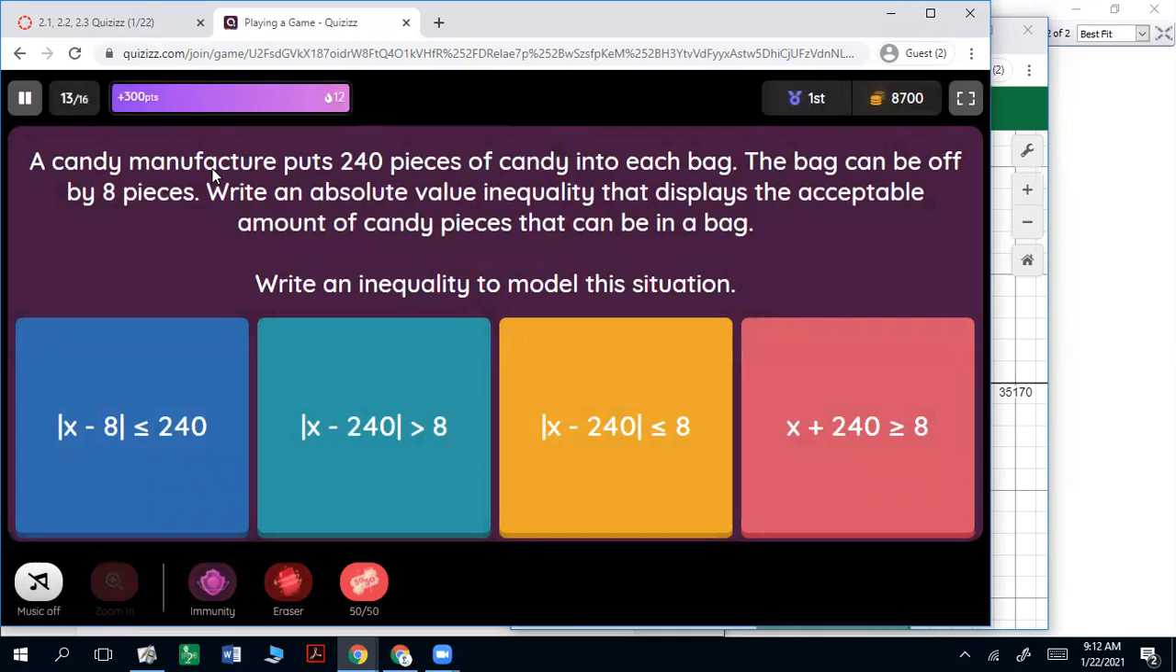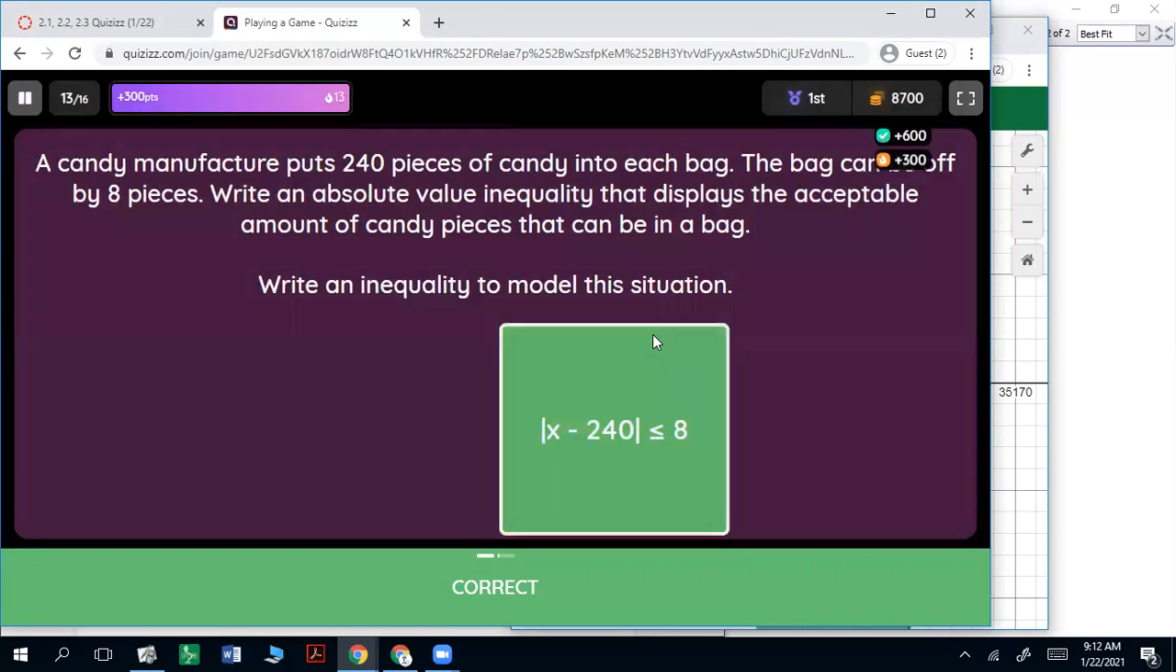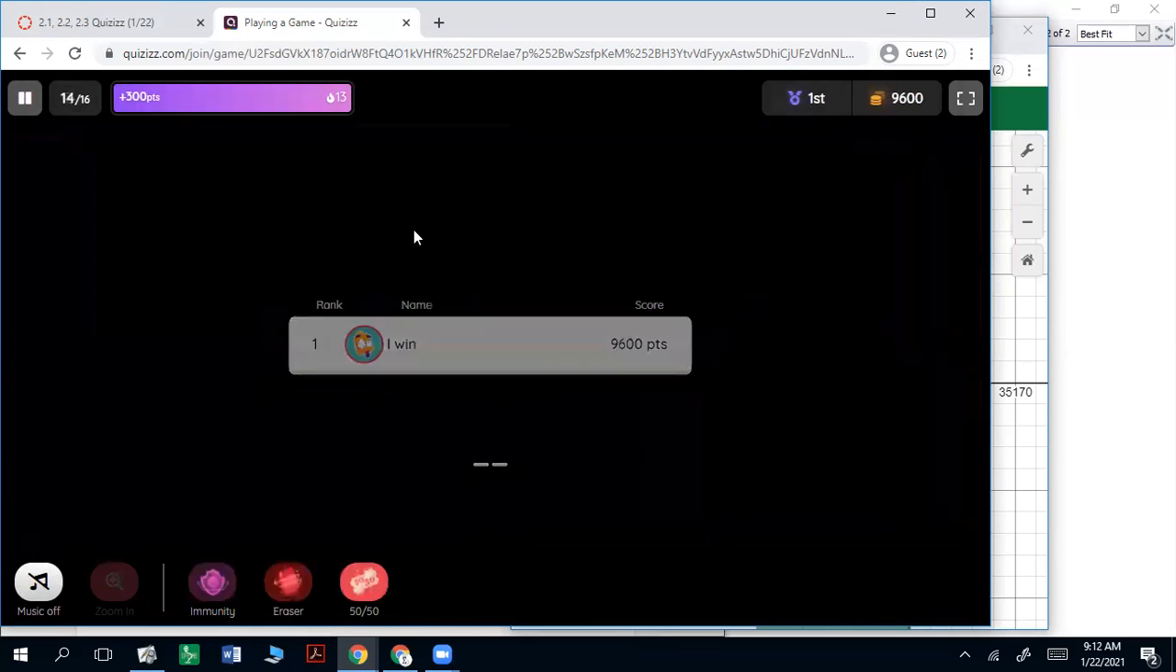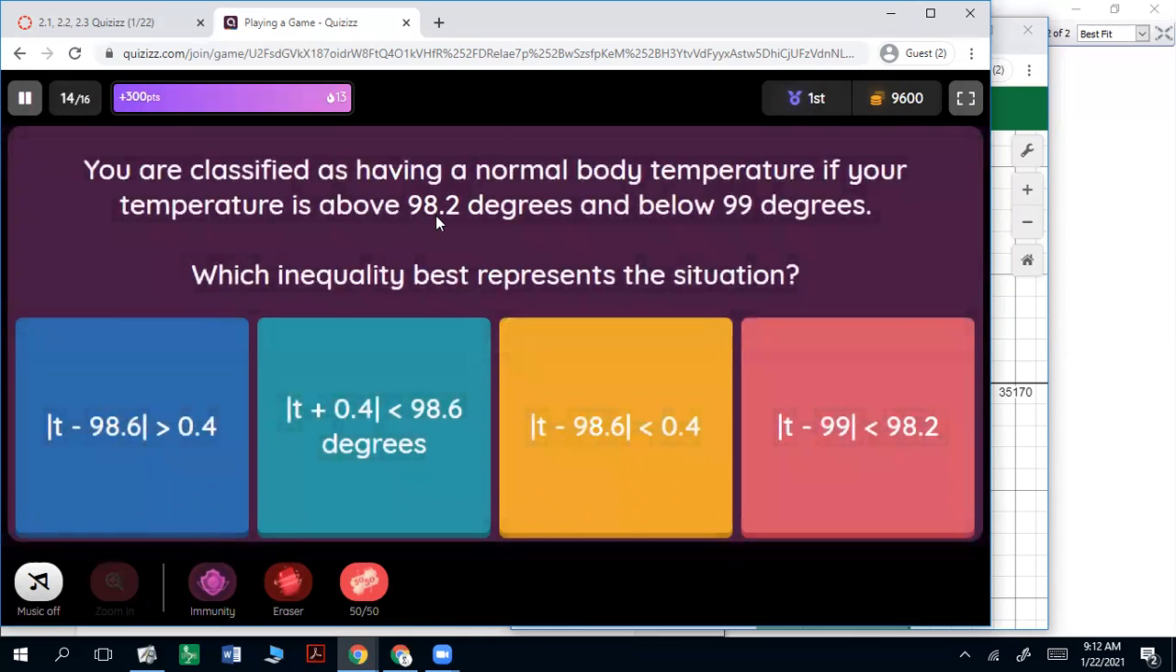Number 13. A candy manufacturer puts 240 pieces of candy into each bag. The bag can be off by 8 pieces. Write an absolute value inequality that displays the acceptable amount of candy pieces that can be in a bag. This is just like the last one. So this is your ideal candy amount, but it can be off by as much as 8 pieces. It follows the same inequality. The 240 is going to be the number inside the absolute value, and then the 8 is going to be how much it's off by. So these numbers are a little bit easier to work with, but it's going to be the same thing.